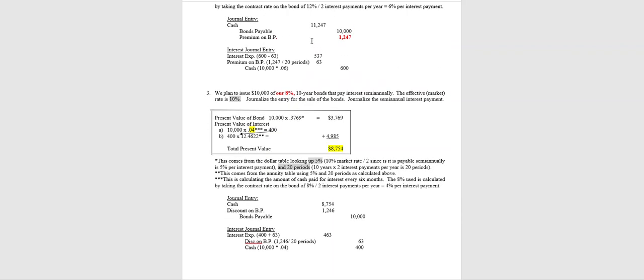Okay, so to journalize for it, remember the premium we credited. When you journalize issuing a bond at a discount, you debit cash, you credit bonds payable for the face value. You will debit cash for its net present value of $8,754, but you will debit discount on bonds payable for the difference between the two, which is $1,246.